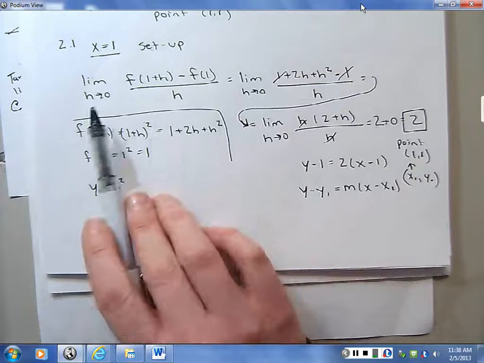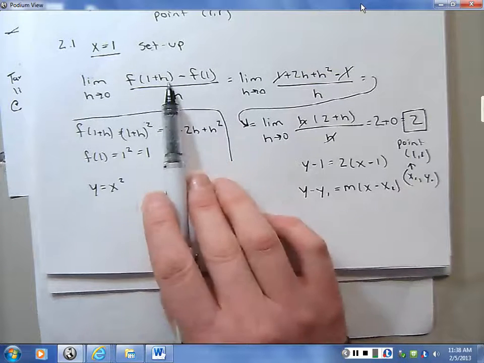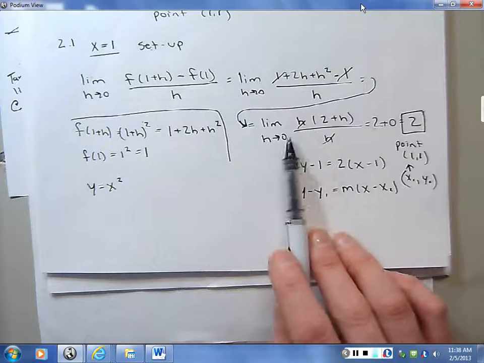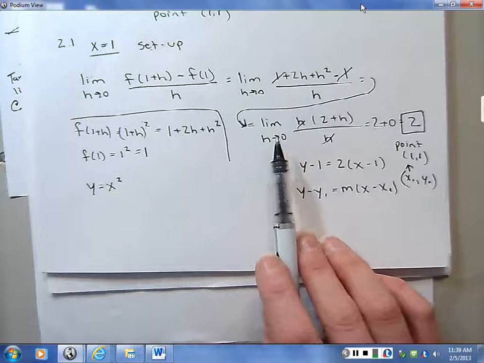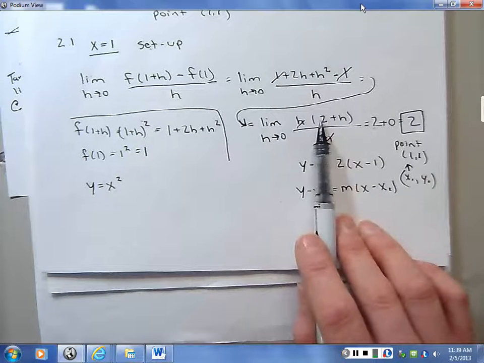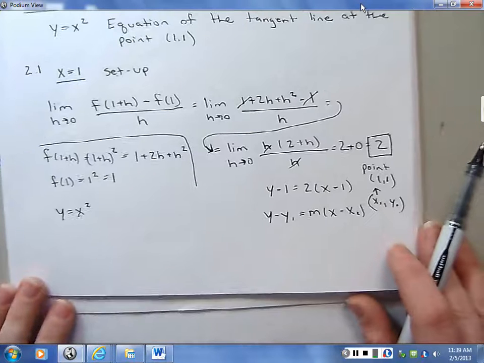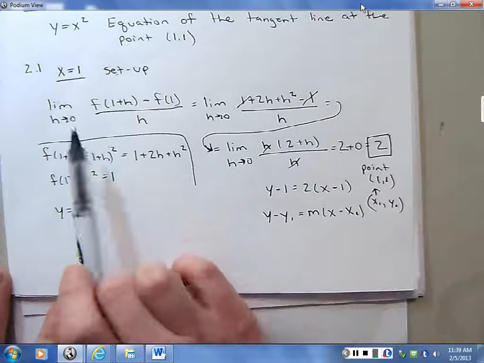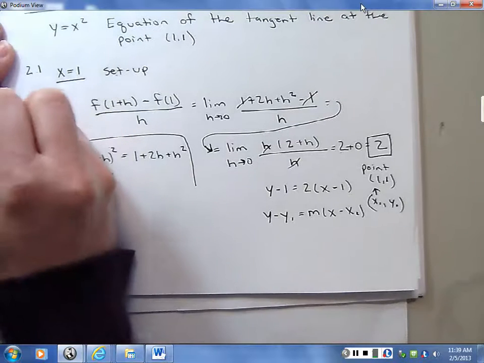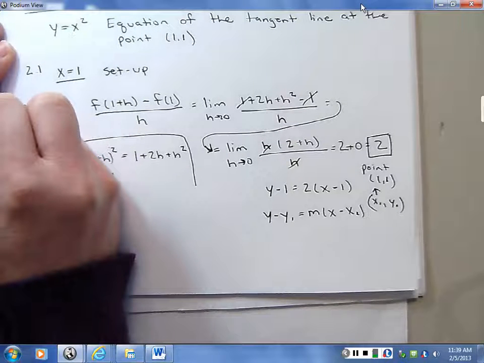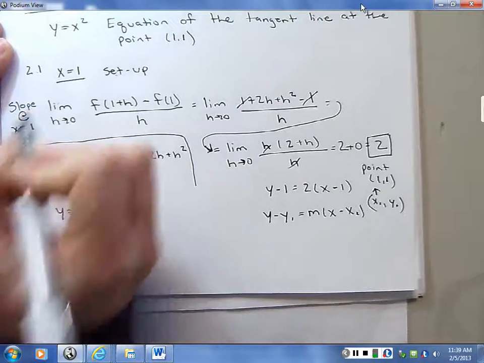So the definition of the slope is this. If I plug in h equals 0, I get 2 plus 0, which is 2. Yeah, that's what we're doing here. This is the slope. This is the slope at x equals 1.